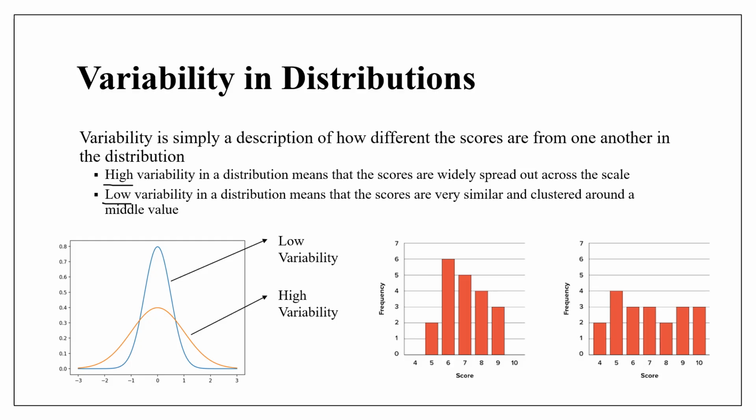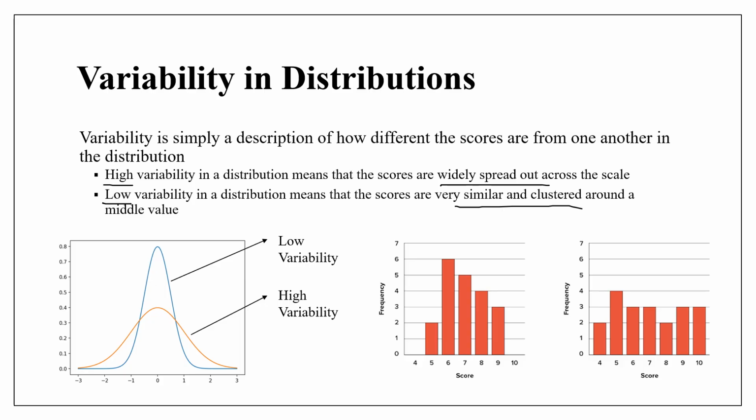High variability is going to be indicated by spread out scores. So again, we're looking for a distribution that is going to be very wide. And then low variability is going to be represented by scores that are similar to each other and clustered to each other.